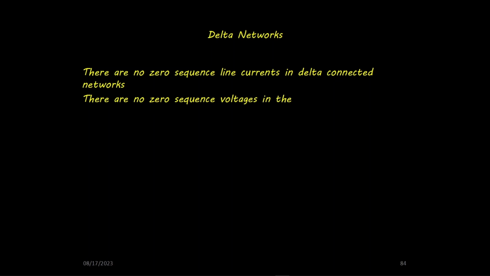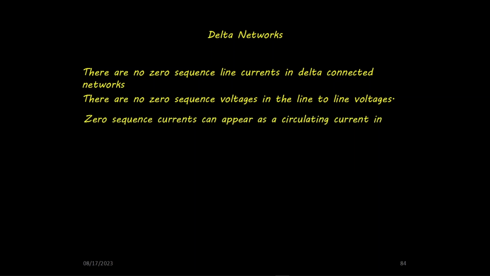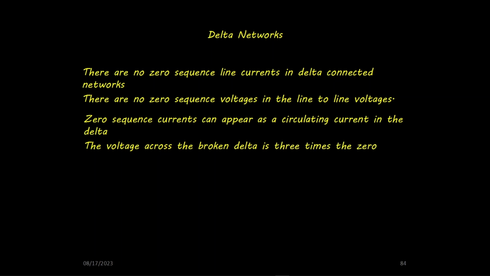There are no zero-sequence line currents in delta-connected networks. There are no zero-sequence voltages in the line-to-line voltages. Zero-sequence currents can appear as a circulating current in the delta. The voltage across the broken delta is 3 times the zero-sequence voltage. The positive sequence impedance is 1/3 of the phase impedance.